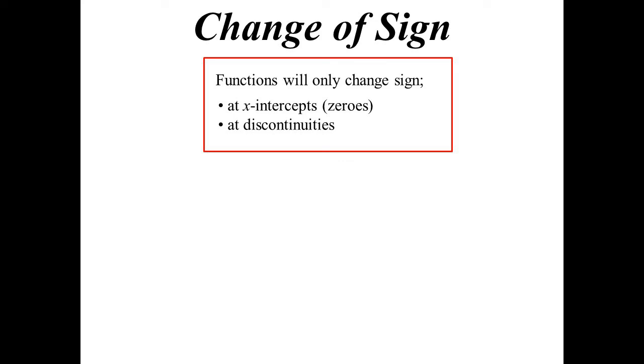negative at a discontinuity. I guess the classic example is y equals 1 on x. See, on the left-hand side of the axis, it's negative. You get the discontinuity, but bang, then it jumps to positive on the other side. So it's those two situations.